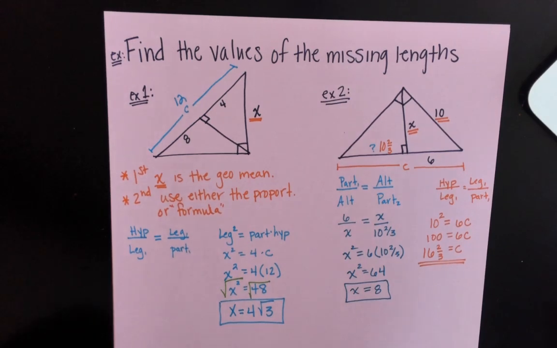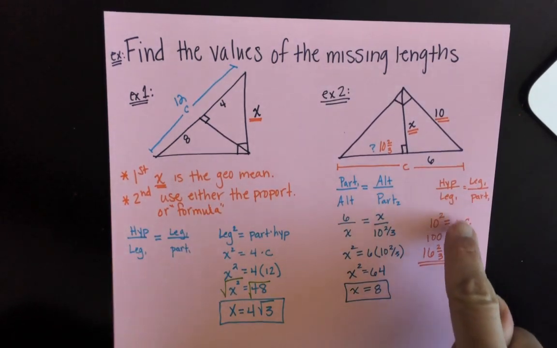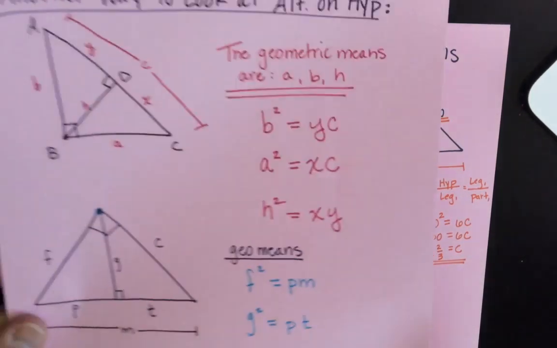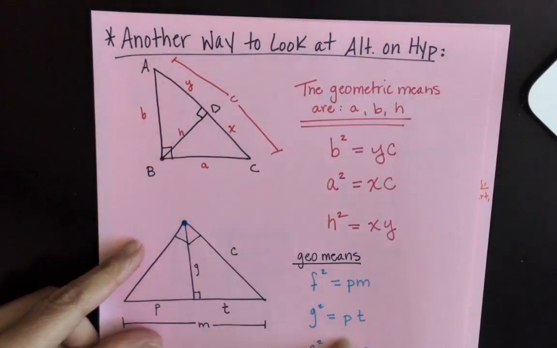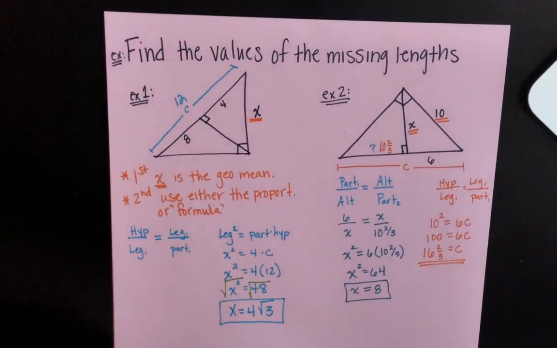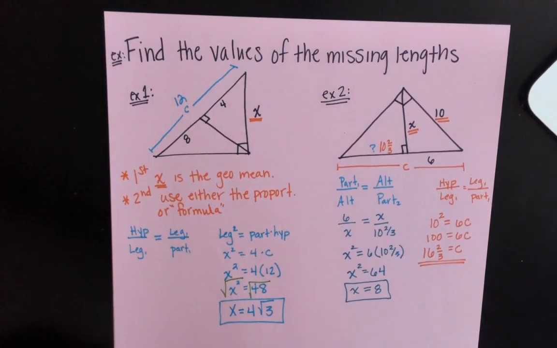I am going to tell you that for me, I will always cut to the chase, and I have a tendency to now only rely on these. The only time I use the proportions is when it's specifically asking which is the geometric mean, and I kind of use that as a go-between.